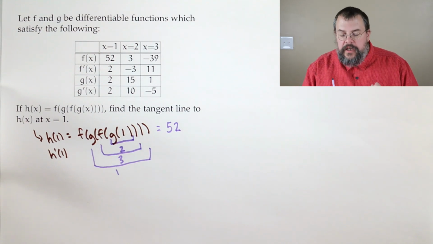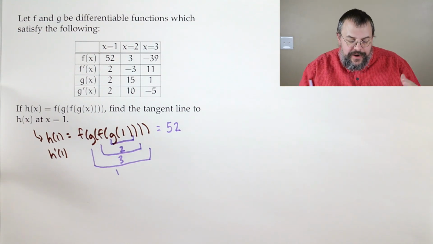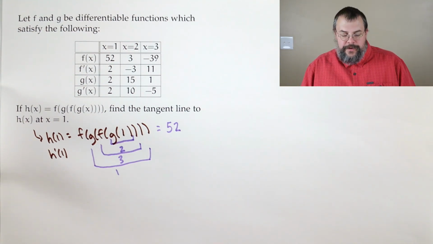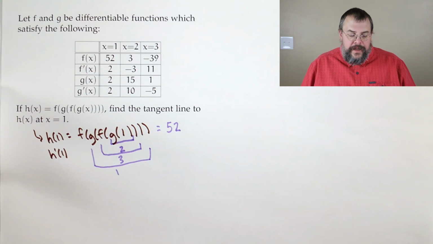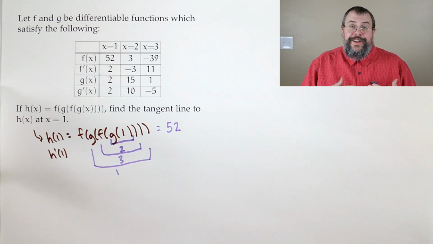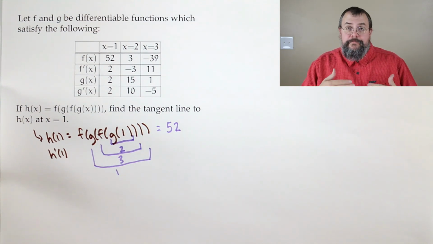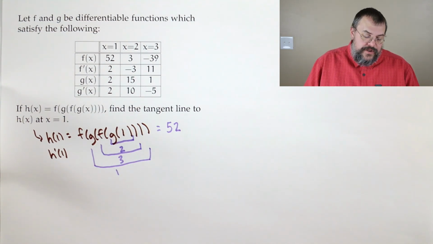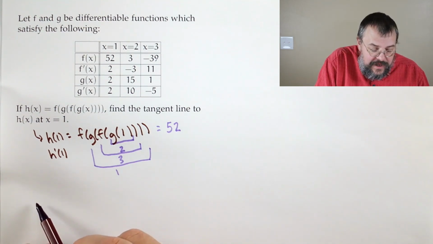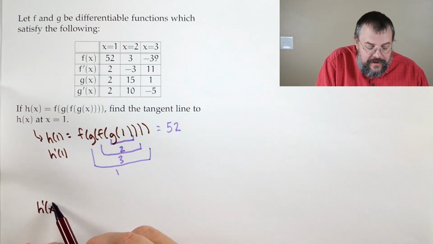What is g of 1? Okay, 2. So then what's the next layer? f of 2. And then what's the next layer? So forth and so on. Now, h prime of 1, well, how are we going to find that? As a first step, we need to say, well, what is h prime in general? So, let's see. According to our rule, this is going to be a chain rule.